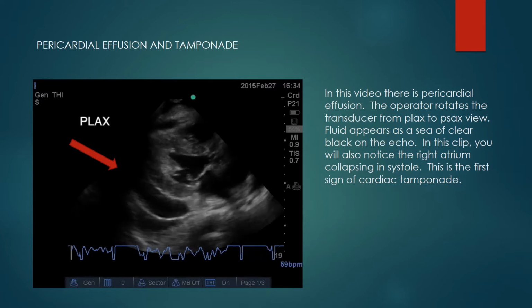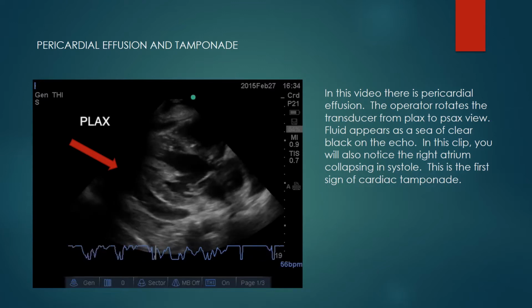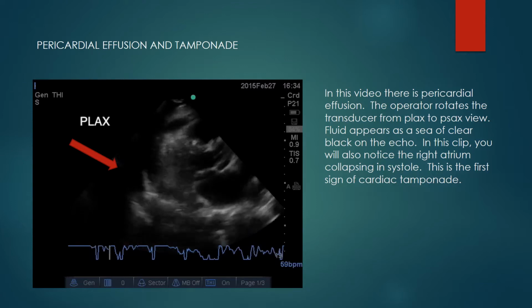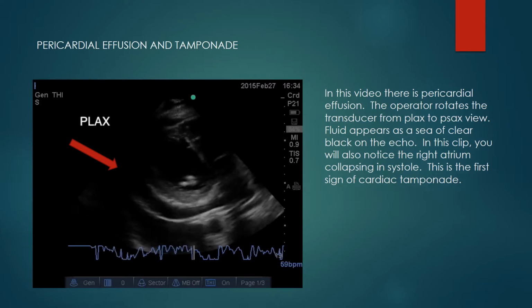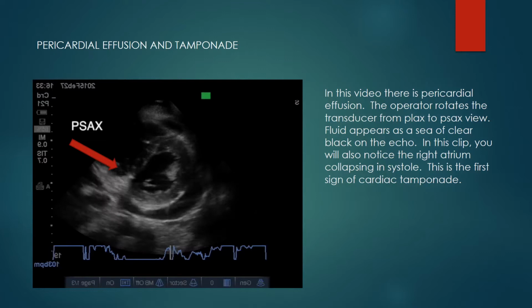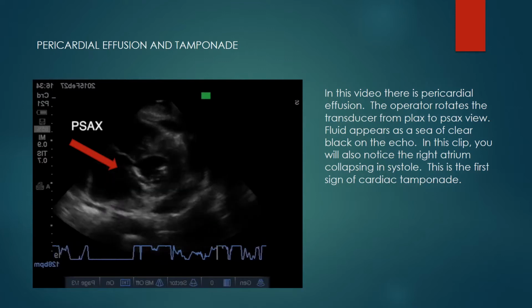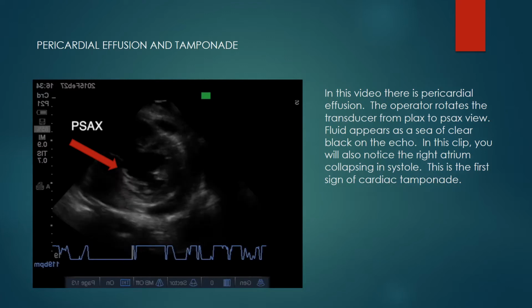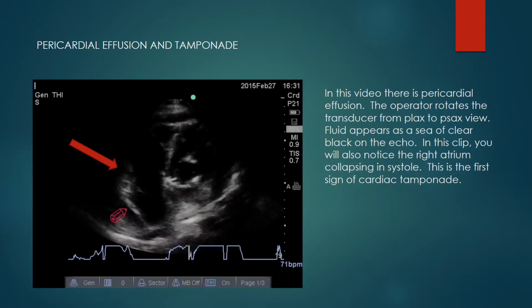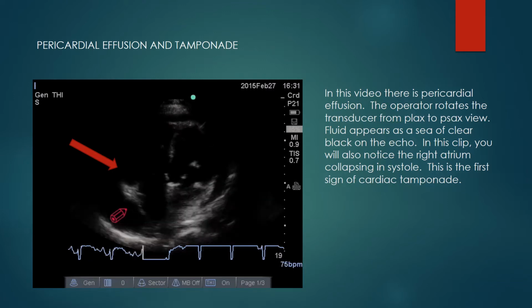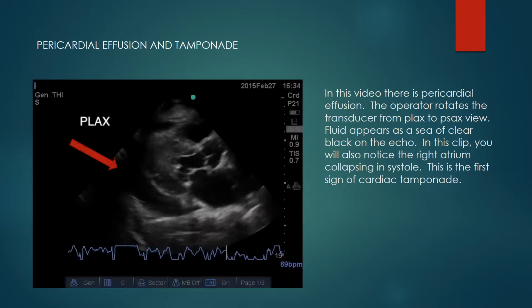Here is a video in which the operator went from long axis to short axis, and you see a pretty hefty pericardial effusion in this patient. You know it's pericardial because it's above the aorta, and now he went short axis, you can see that. Now he went to apical four-chamber, and you can see the wall of the right atrium collapsing during systole. This is the first sign of tamponade.